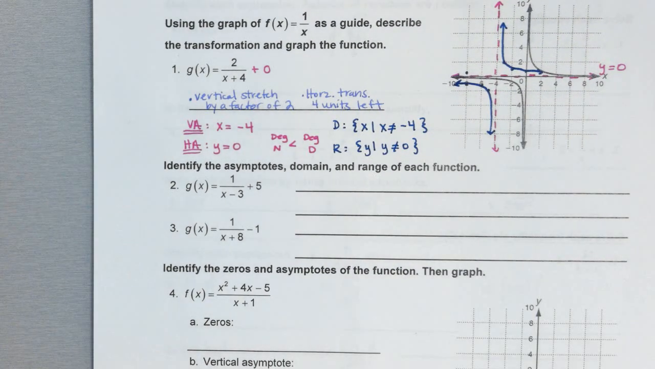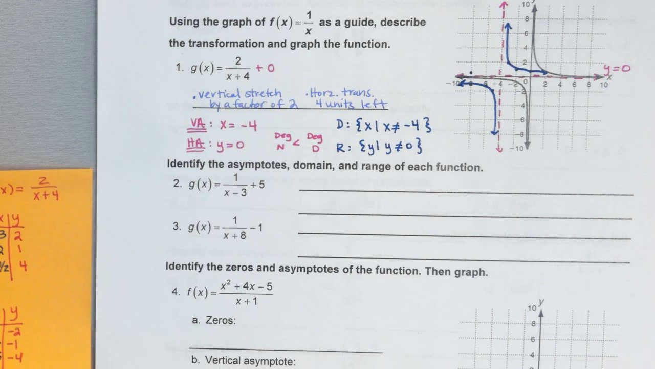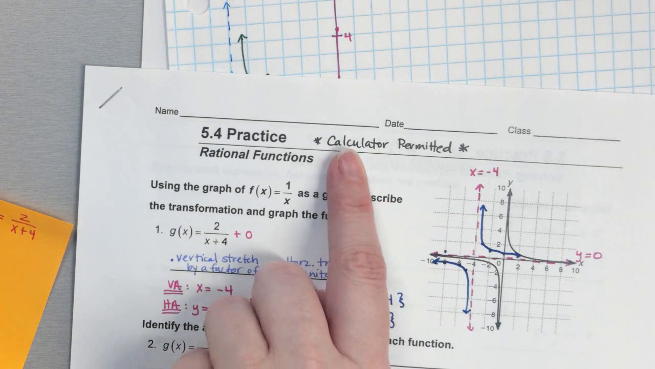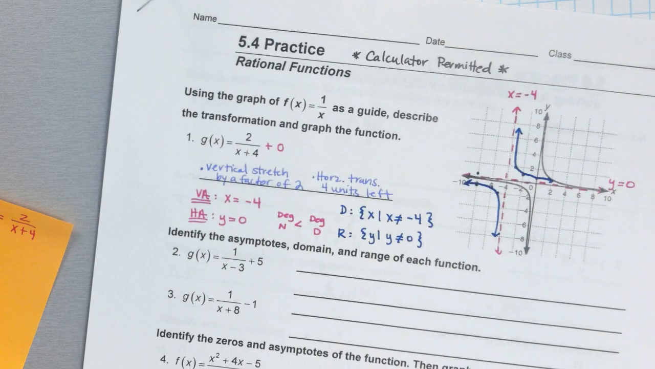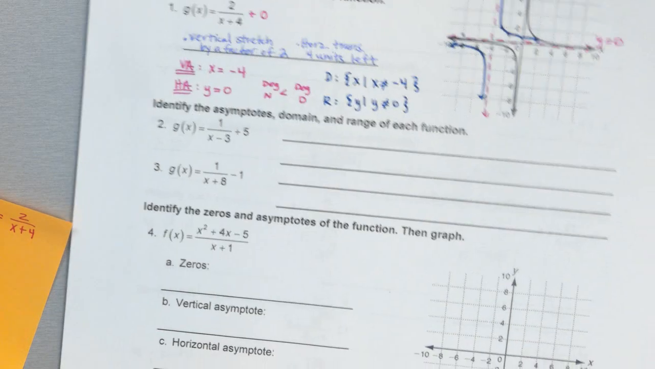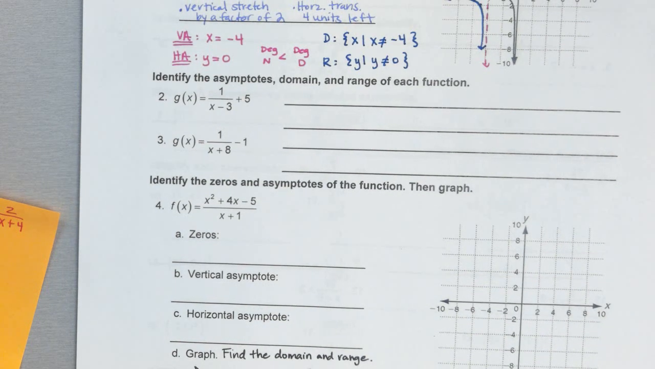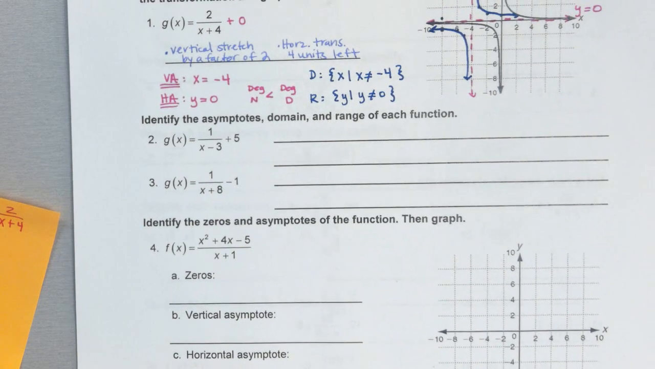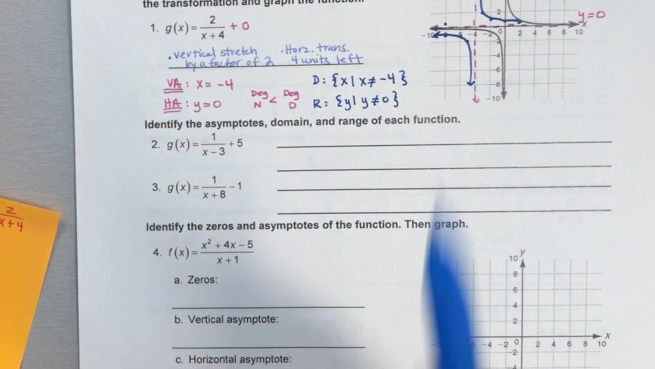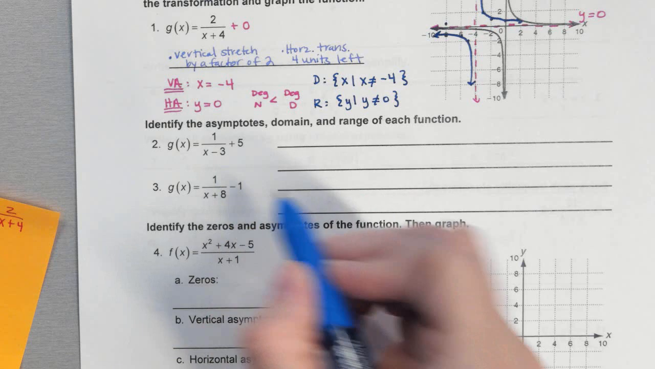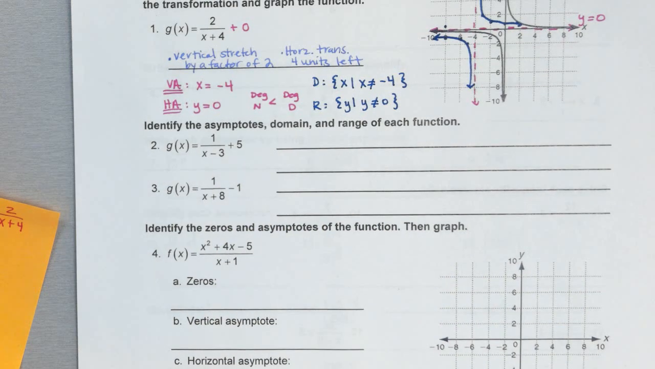So on the test, you can use the calculator? Yes. So this is the calculator permitted portion. So 5-4, you'll be able to use your calculator for that. So then the test without the calculator is only on 5-5 and 5-6. Exactly. So this whole front page, you'll be able to use your calculator on now.